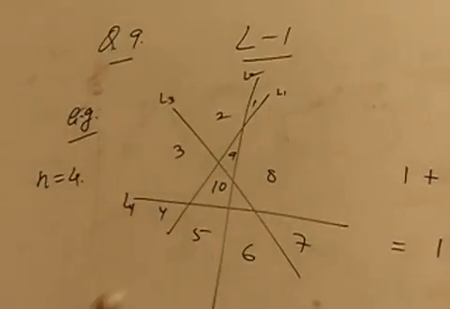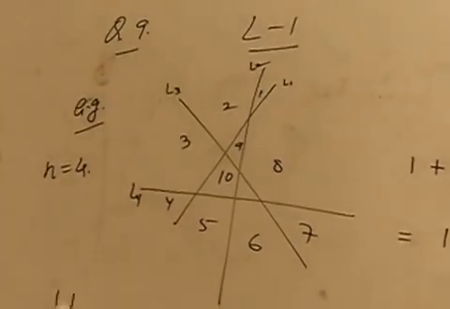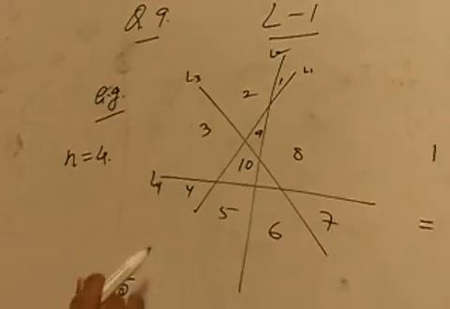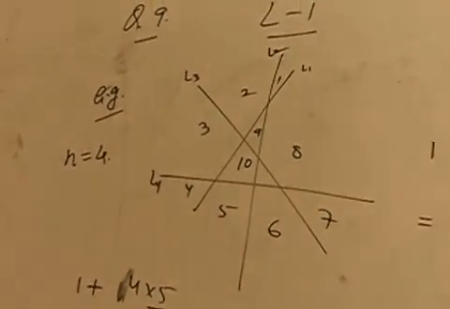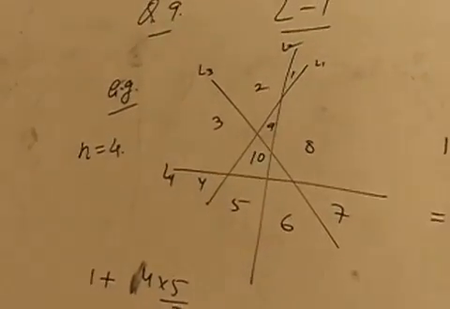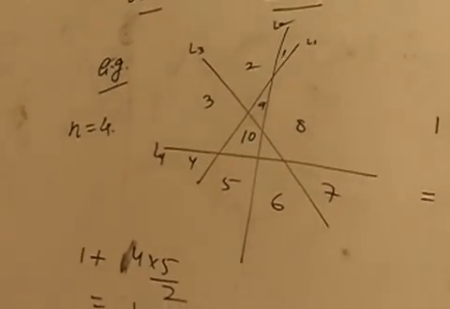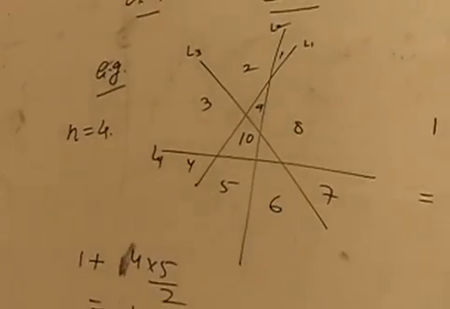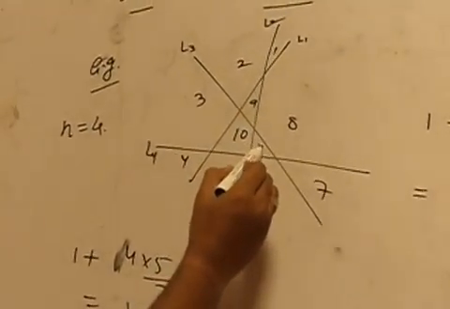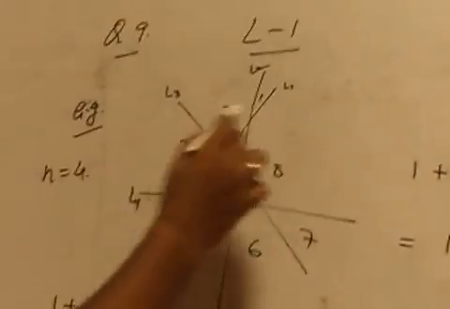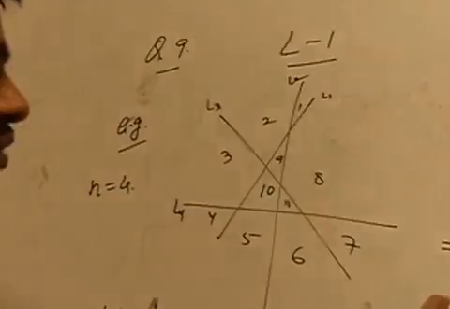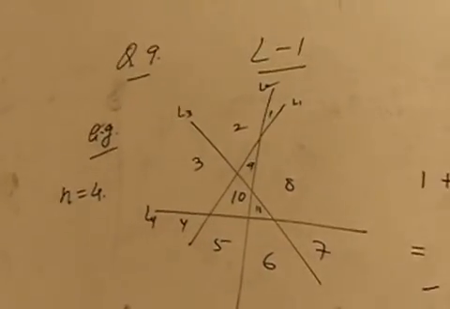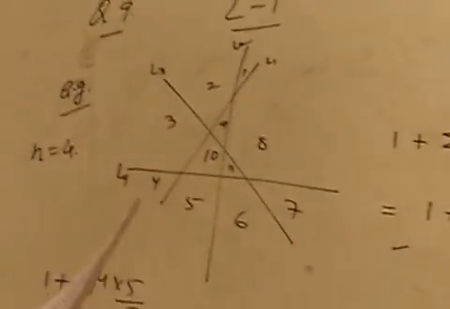If we use this formula, the answer will be 1 plus 4 into 5 by 2, so that will be 1 plus 10, which is 11. One region we had left out. So the total number of regions in this way is 11, and you can find it by using this formula.